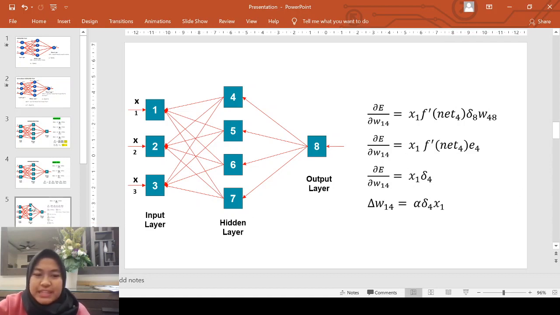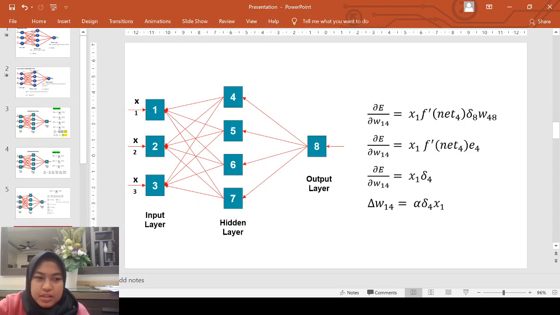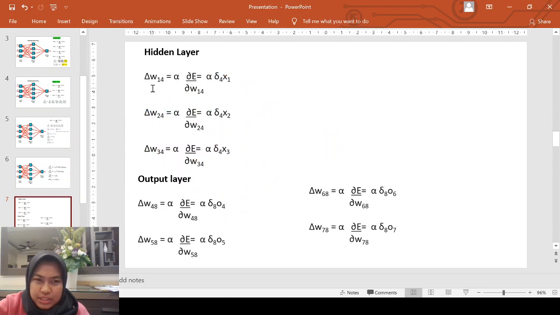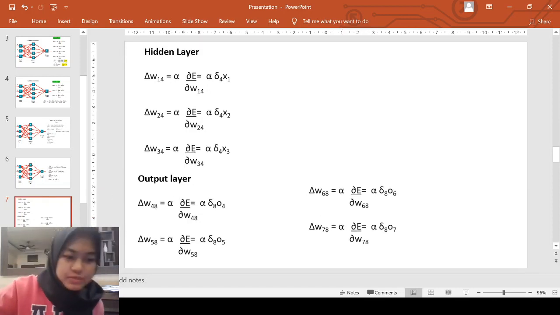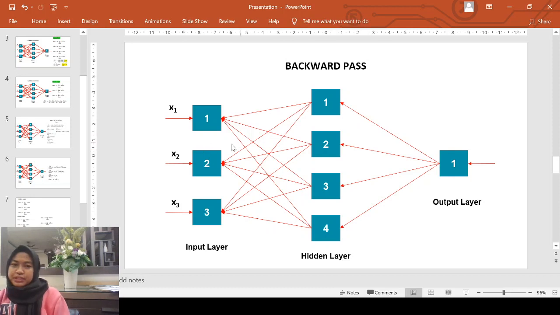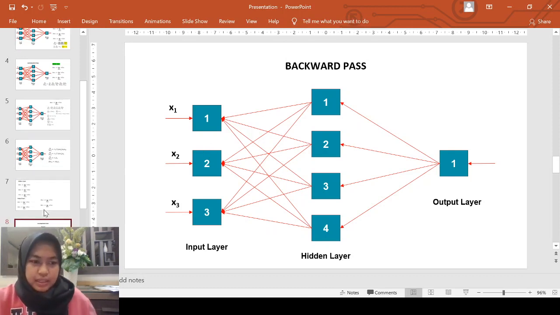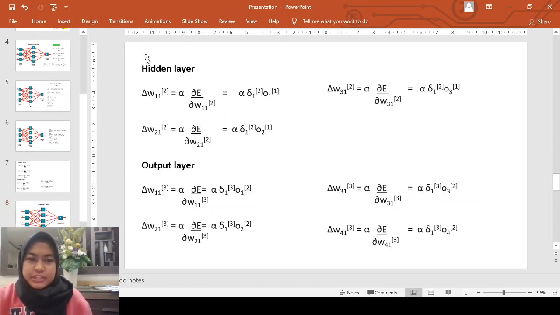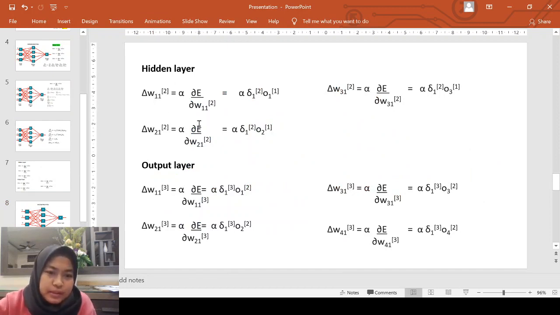So we repeat these steps for the other neurons or nodes. So we will get this equation: 1 4, 2 4, 3 4, 4 8, 5 8, 6 8 and 7 8. So just like the forward pass, we want to get a generalized equation.